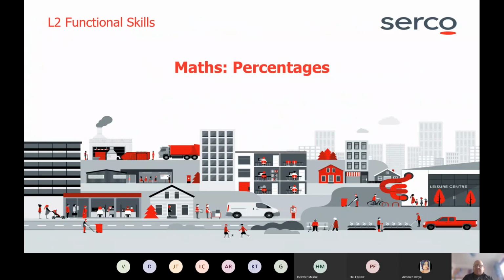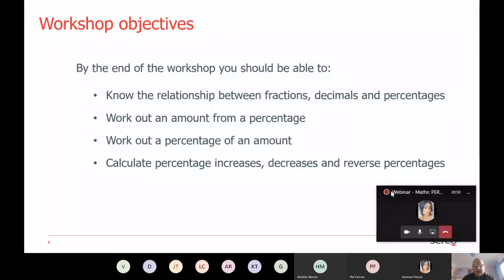We're going to go through maths percentages. Percentages is a massive part of level 2 functional skills. In your test, you'll get a wide number of questions on percentages of all different kinds of ranges and details. So it is important that you're aware of this.